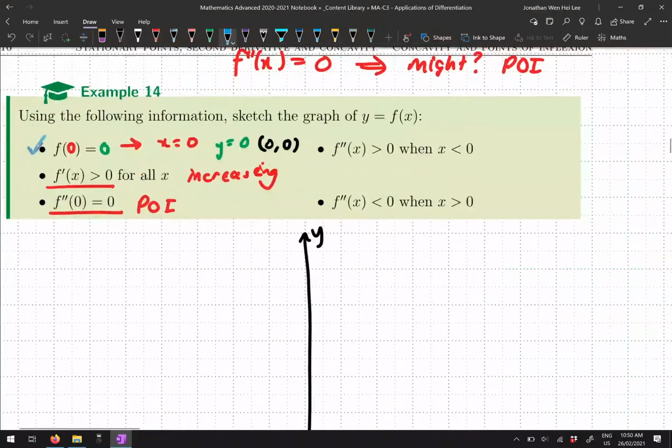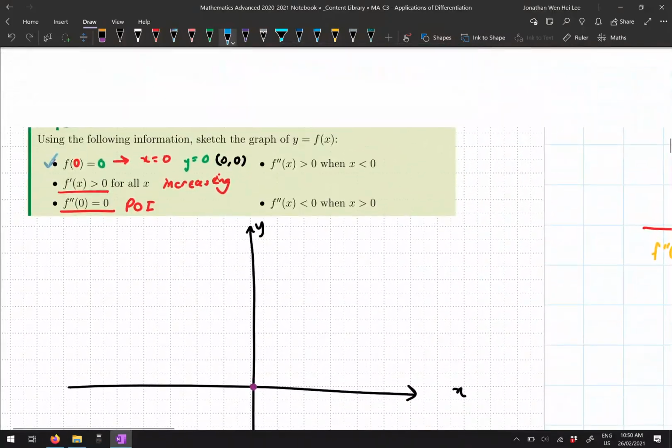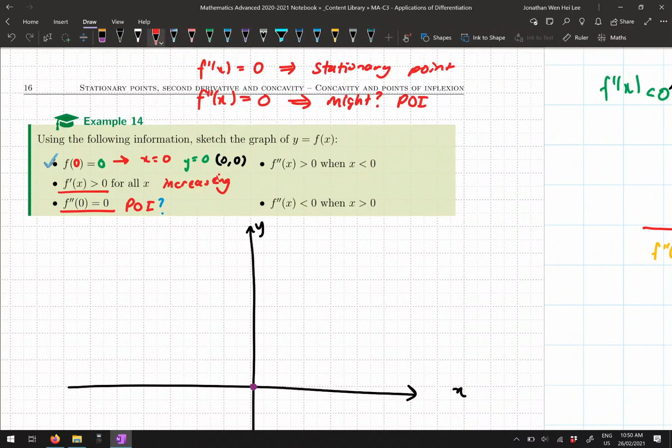So have a look at my other conditions. So let's have a look at this next. So this is POI question mark.